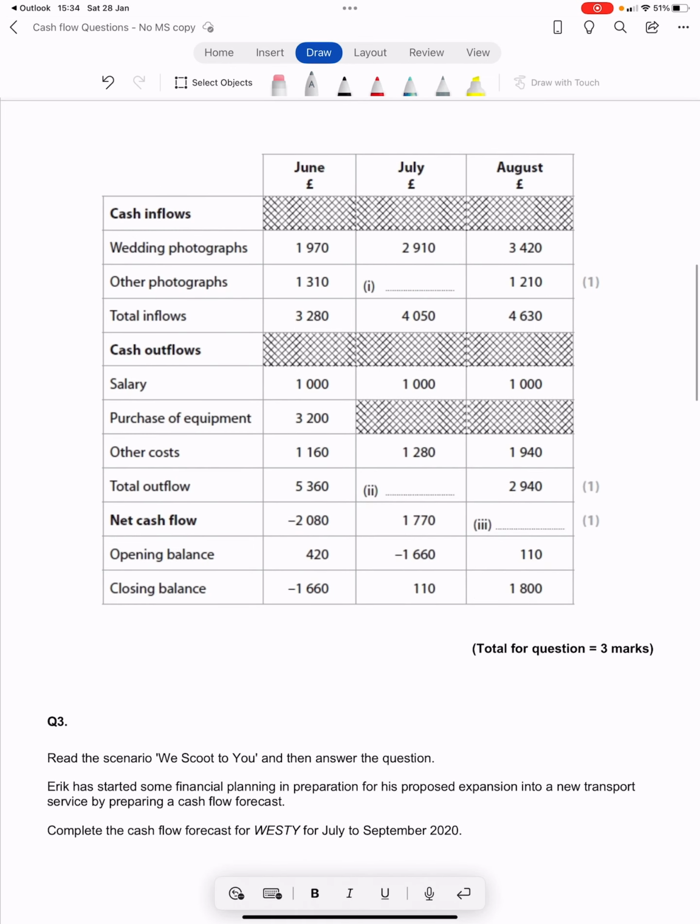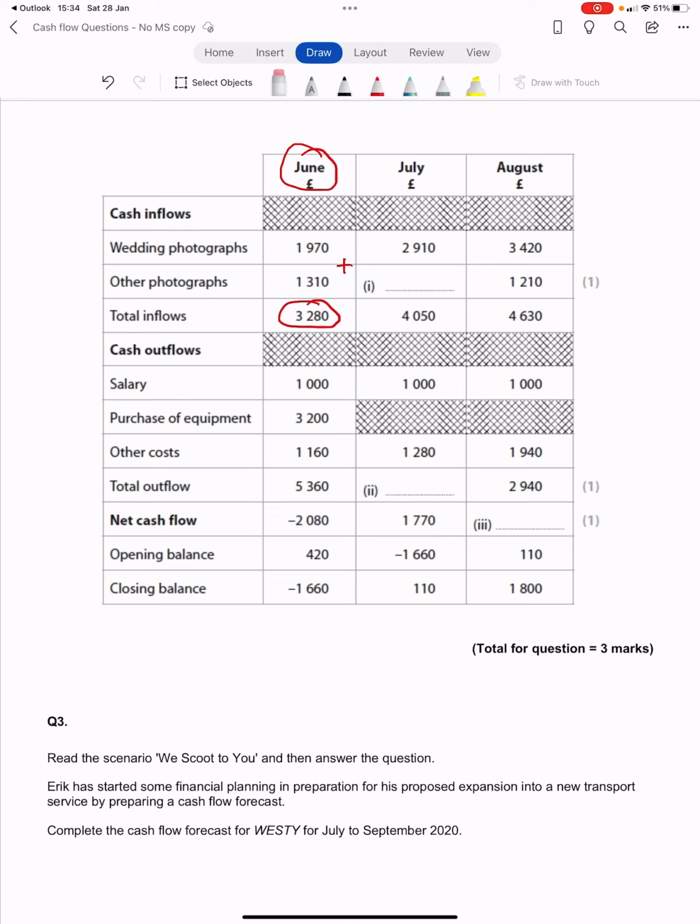So this one's with the wedding example again. And we can see here on this cash flow forecast that in the month of June, they've got total inflows of £3,280, and they've worked that out by adding together all of the inflows into the business. So this person has taken wedding photographs, which have brought him £1,970 of income, and other photographs that have brought them £1,310 of income, which is totaled up to make £3,280 of inflows. So that's money into the business.